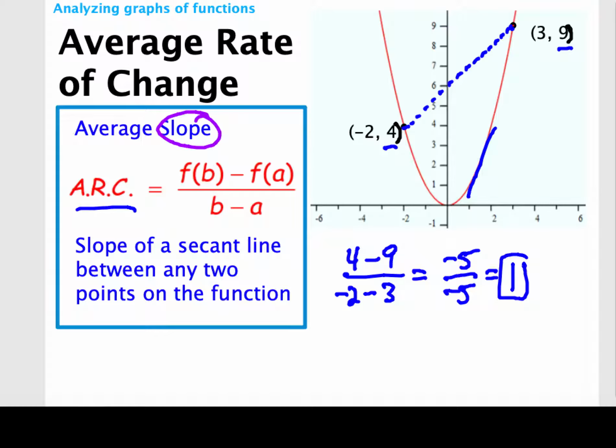Again, it's the slope of the secant line, the line that crosses in 2 places through our parabola. But it's the average of all of the slopes of the tangent lines, where they would only cross in one place on the side of our parabola. If we drew a lot of those slopes, right here and here and here, and we averaged them all, that's what we would get.